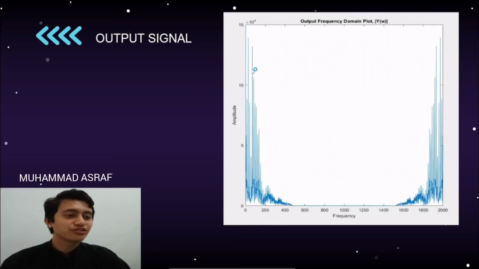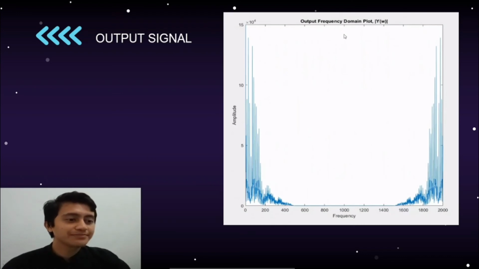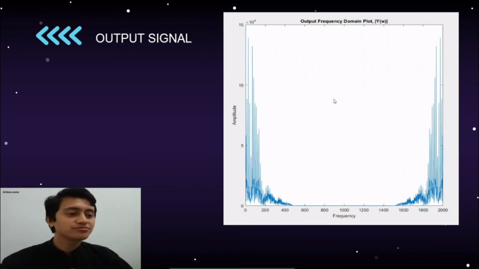Next, we will continue with the output signal. This is the output frequency domain plot signal. From this graph, we can see that the filter that we designed has successfully removed the noise.